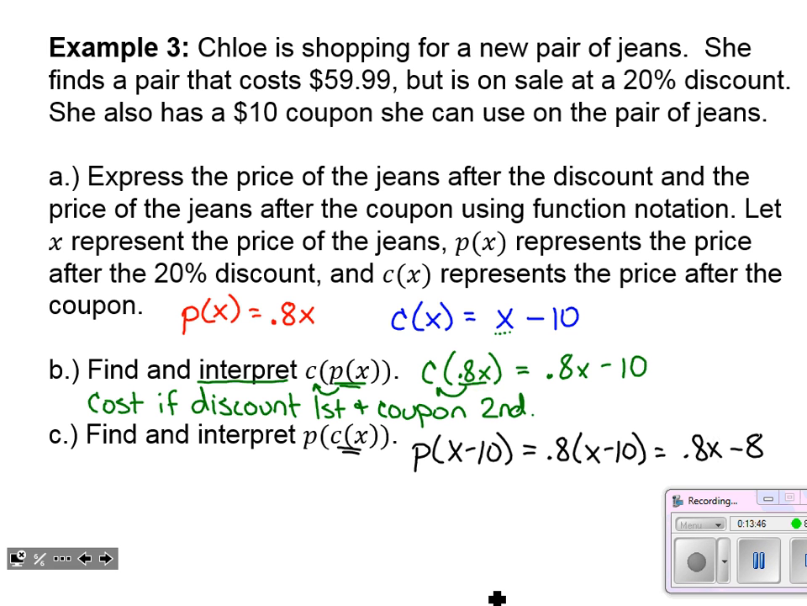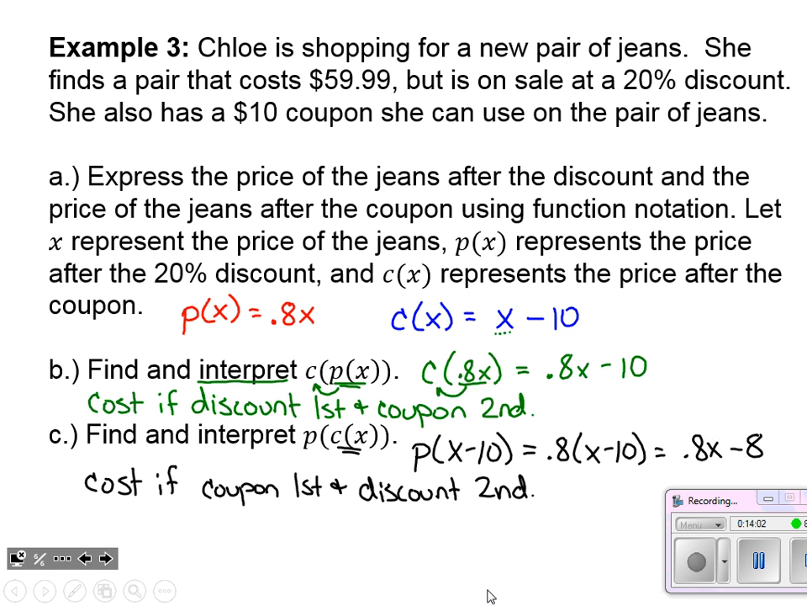All right, and what does that mean? That's the cost of the jeans if the coupon is taken off first and then the discount was second. So by changing the order, we're adjusting what we're doing to the price.